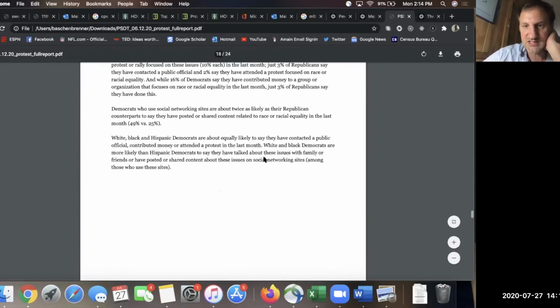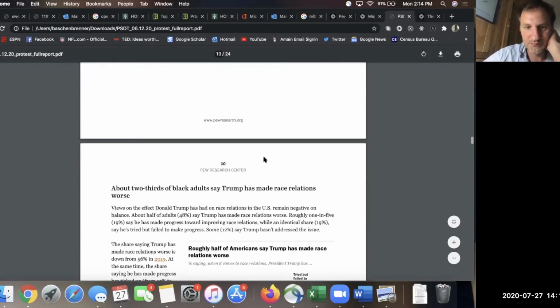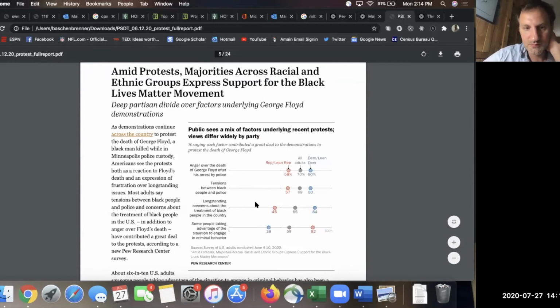So let's take this top line here from the very front page. This is a little complicated, so we're going to have to work to construct the top line out of the various parts here. This is the percent of people saying each factor contributed a great deal. So this is the factor that we're talking about, and 70% of all adults say this contributed a great deal to the demonstrations. Okay, so I'm going to try to put that in a sentence.